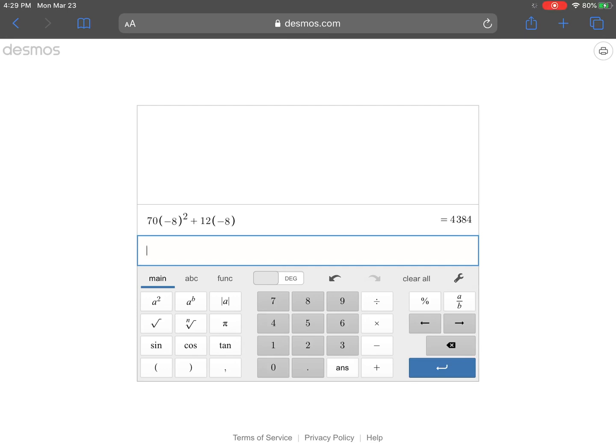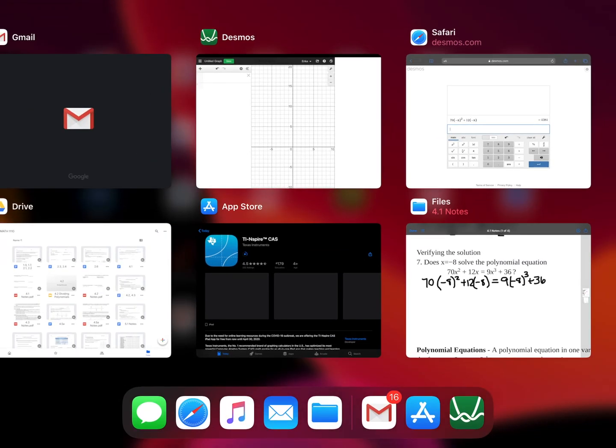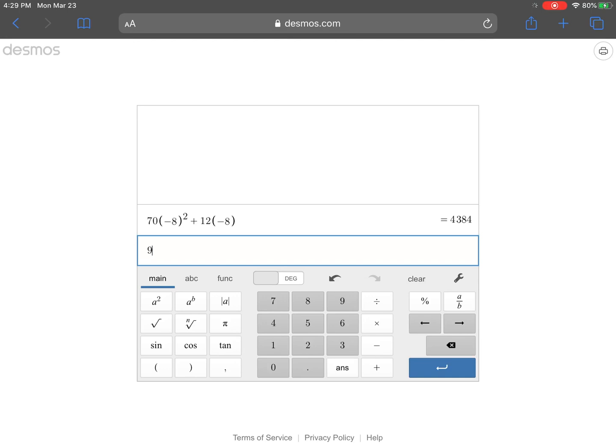Now we want to see if that's going to be the same thing for our other side. So the other side of my equation is 9 times negative 8 cubed plus 36. So 9 times negative 8 cubed plus 36.